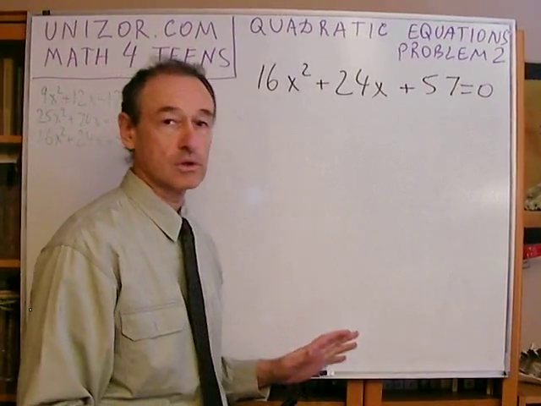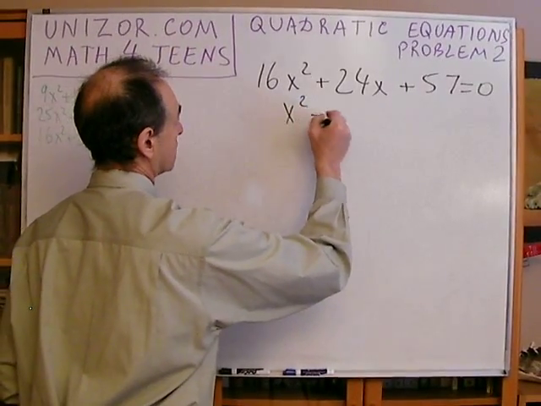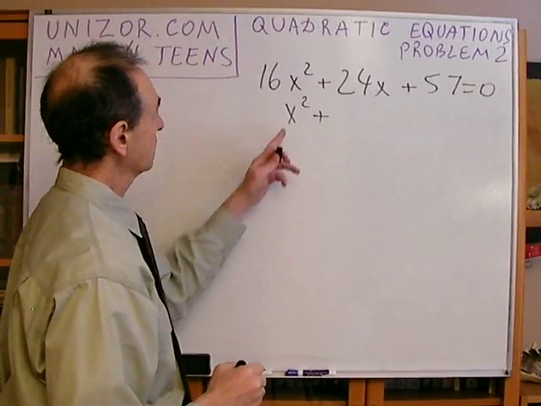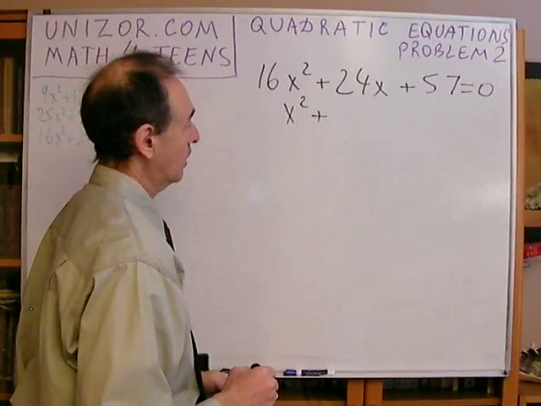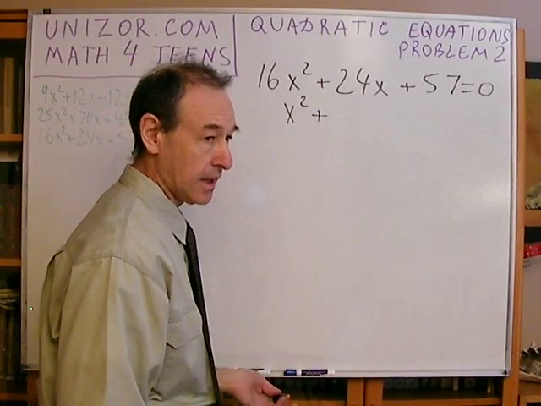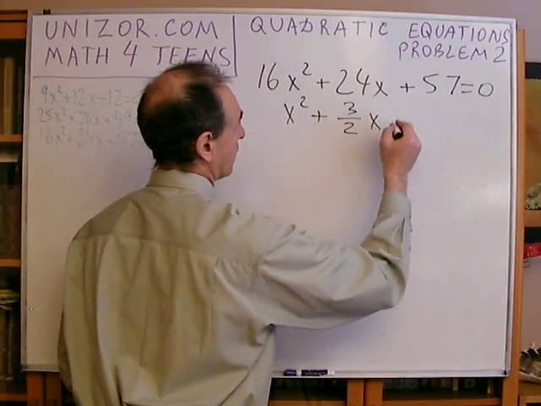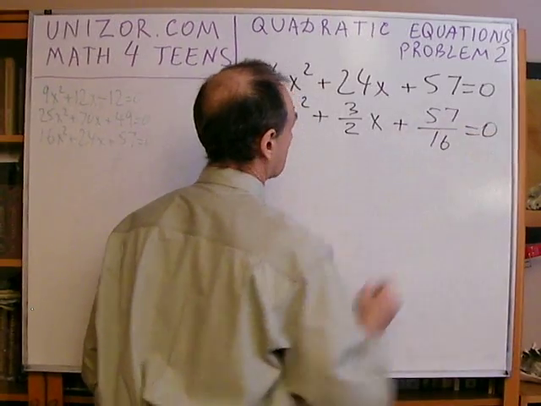First step, as usual, we reduce by 16 just to get rid of the coefficient with x squared. That's much easier. And here we have 24 sixteenths, which is reducible by 8, so it's 3 over 2 x, plus 57 sixteenths is equal to 0.